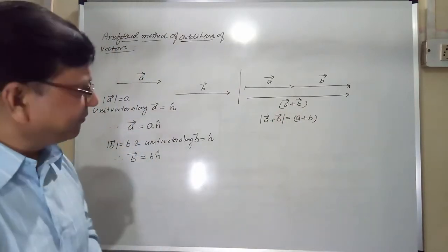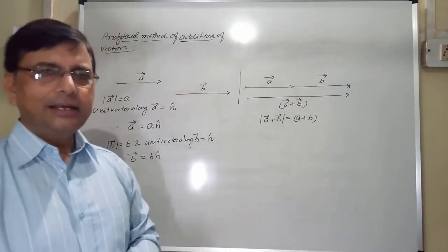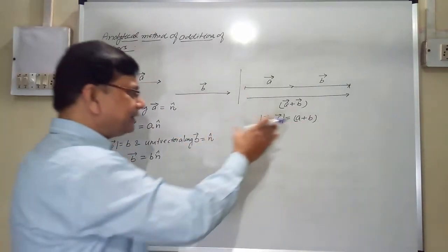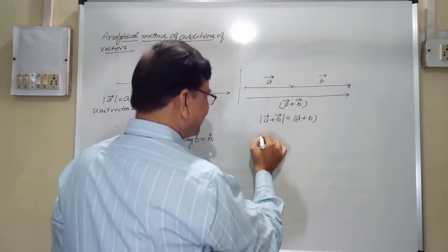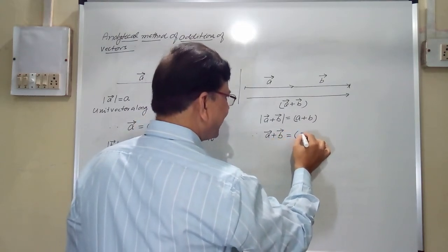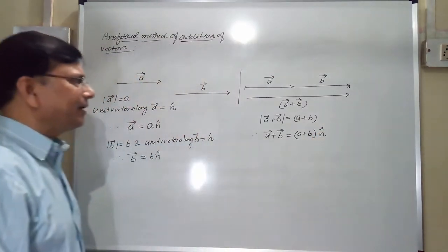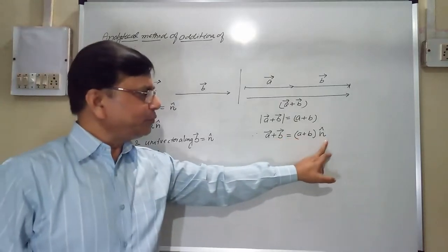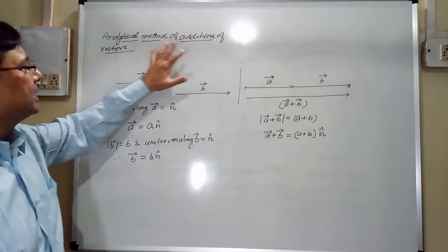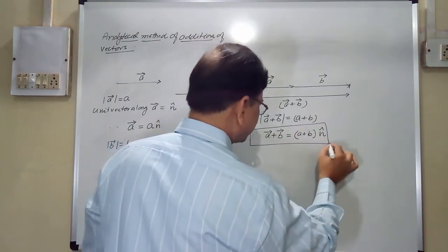What do we conclude out of it? When two vectors are having the same direction, right, the magnitudes are being added simply, and the direction is also same. Therefore, the vector A plus vector B is equal to magnitude A plus B, and the direction is same as that of A and B. So there will be unit vector n. Very important relation, because this I am going to use for analytical method of addition of vector. This concept you must remember and understand.